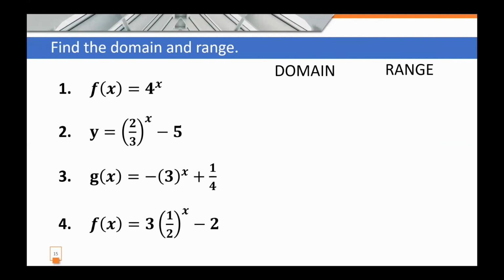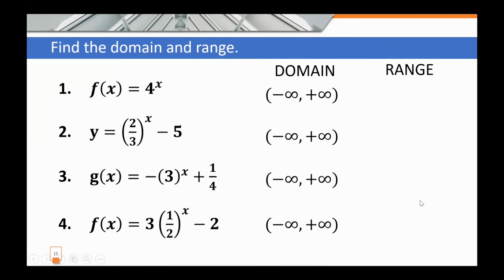So let us find the domain and range of the given exponential function. Let's have number 1. F of x equals 4 raised to x. What is the domain of this? That is the set of real numbers. What about number 2? What is the domain? Again, the set of all real numbers. Sinabi ko kanina na ang domain ng lahat ng exponential function ay set of all real numbers. So, 3, 4, pareho din. That is in the interval form from -infinity to +infinity. Set of all real numbers.